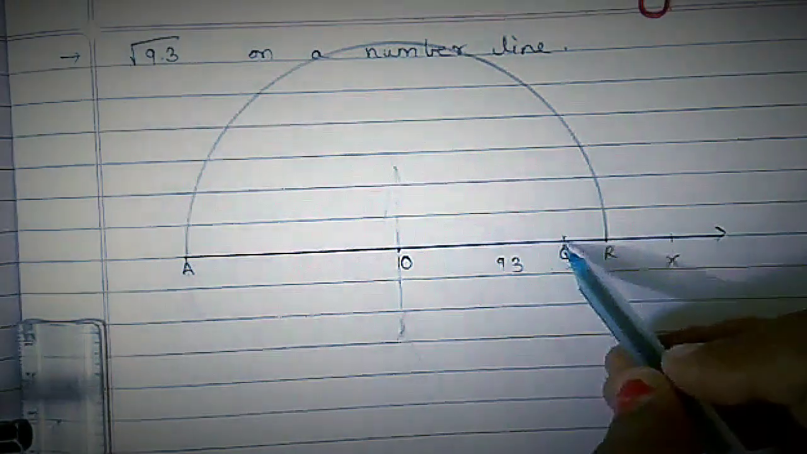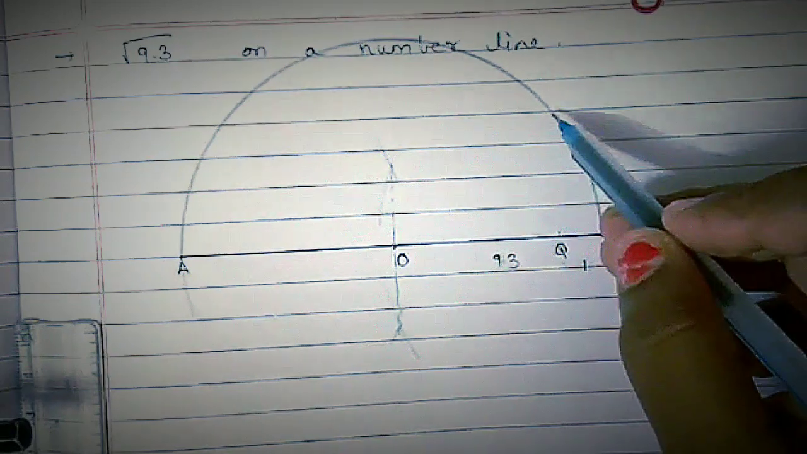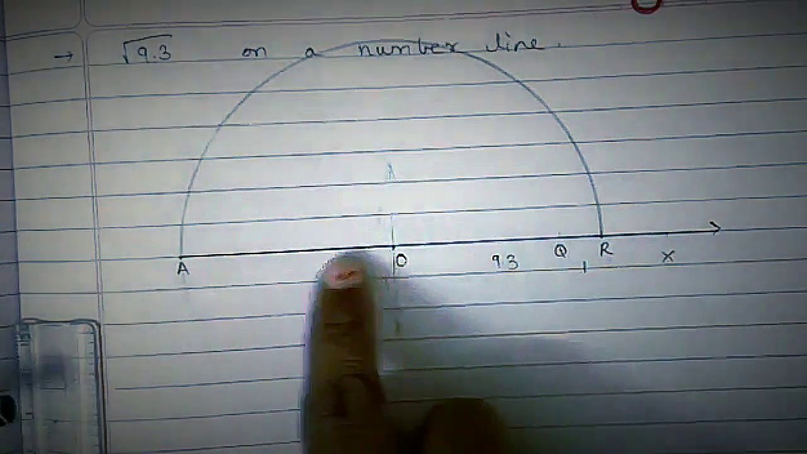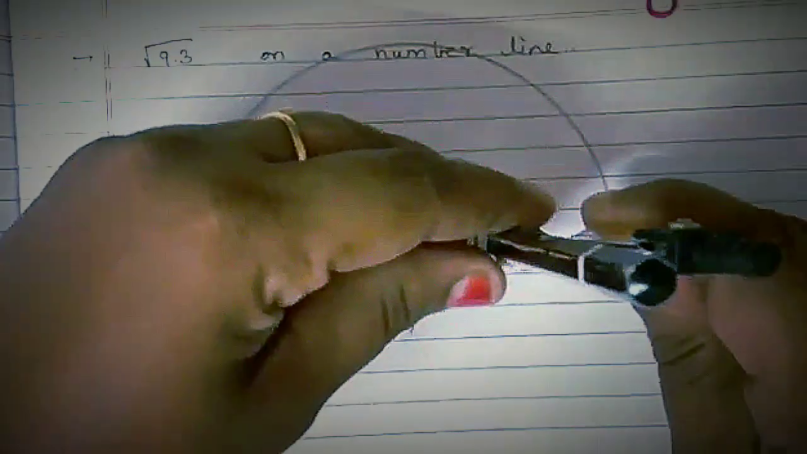Now we need to draw a perpendicular from Q. So that will be QX, right? So we will be drawing QS, which should be perpendicular to AX, right? So how to draw that perpendicular, that also you can see.